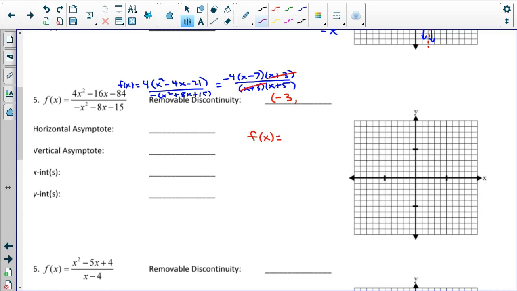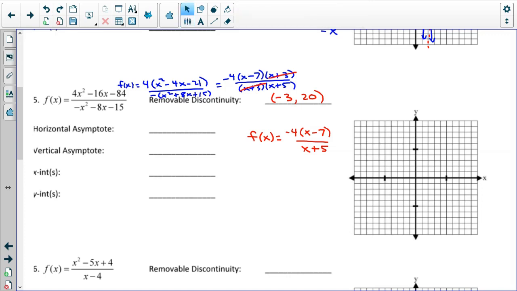I'm going to write my simplified version of this function, -4 times (x minus 7) over (x plus 5). That'll make it easy to determine what value of y my hole is at. So if I substitute in -3, I get -4 times -10, which is 40, over x plus 5. So -3 plus 5 gives me 2. So 40 over 2 is 20. So -3 comma 20 is where my hole is.